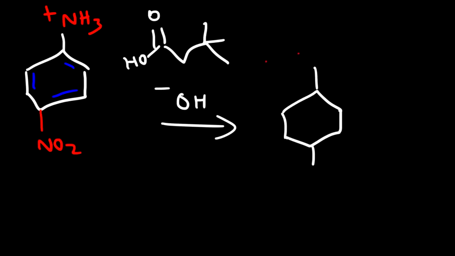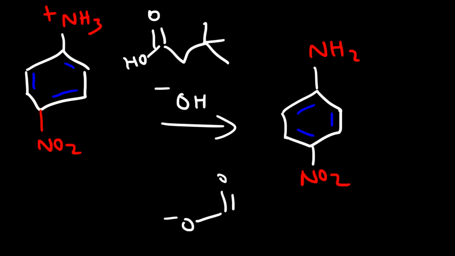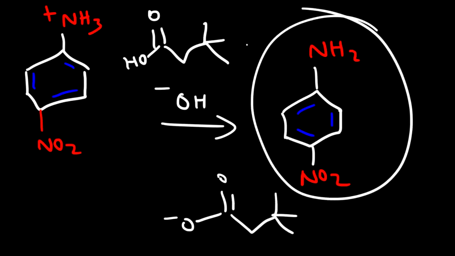And so this is going to give us para-nitroaniline. And as a side product, a carboxylate ion. But this is the product that we want. And so that's how we can make it.